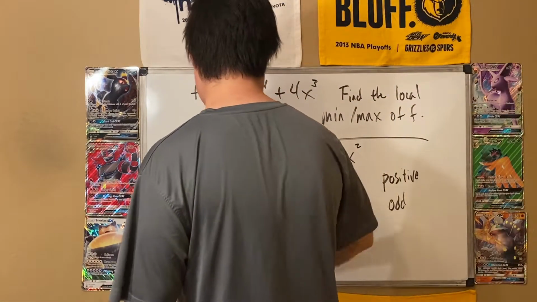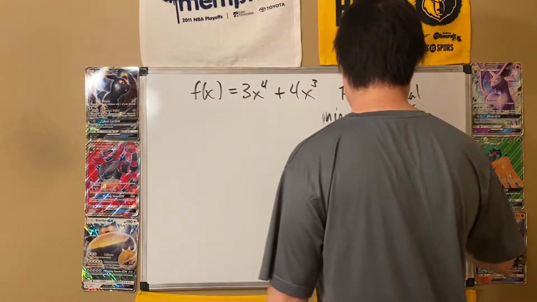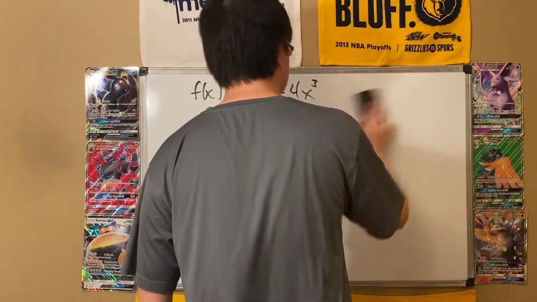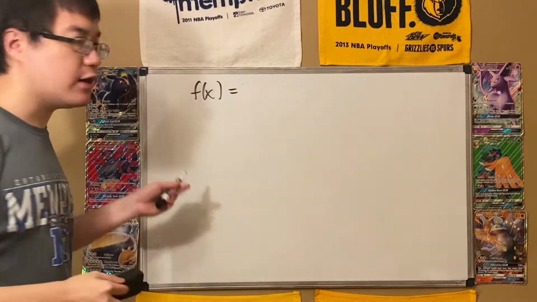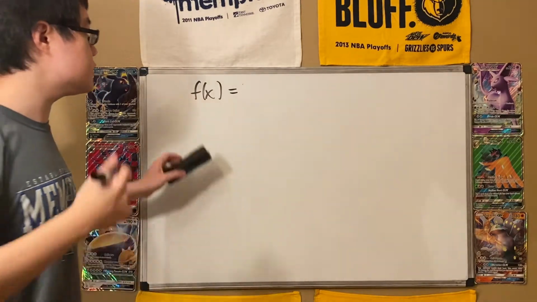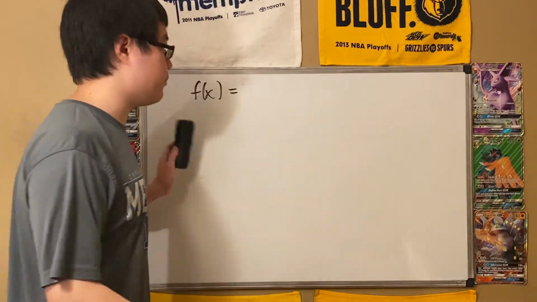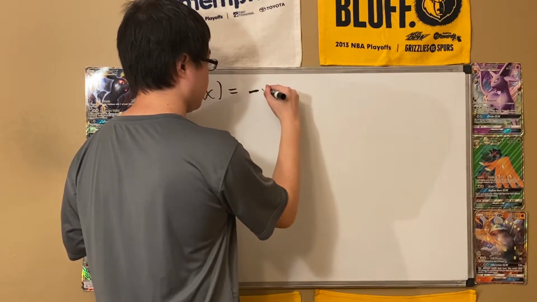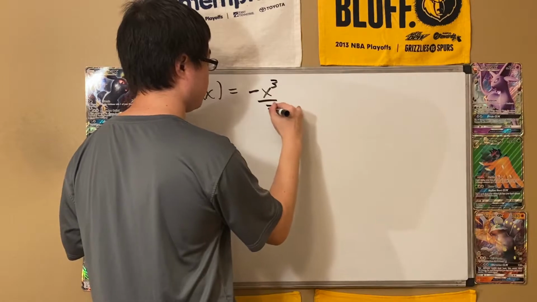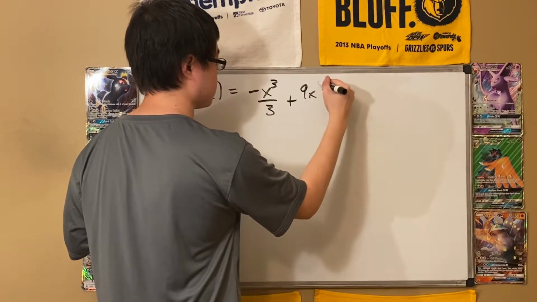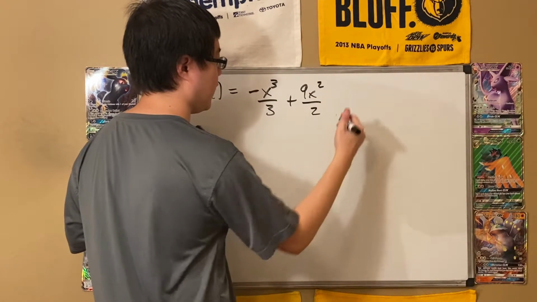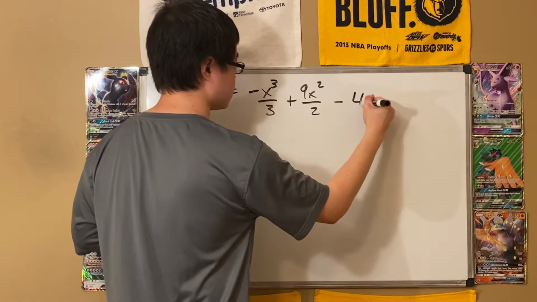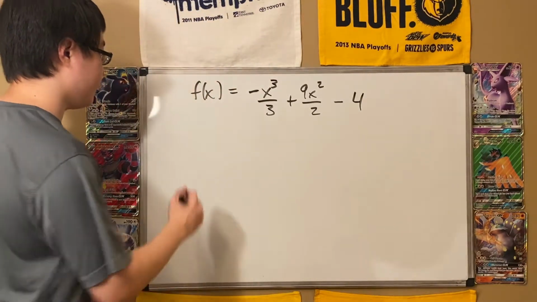So I'm going to erase this. So again, the questions are very, very similar. When you see relative extrema, local max, local min, just take a derivative, draw a sign chart, apply the rule. So the next one we're going to do is minus x cubed over 3 plus 9x squared over 2 minus 4 or something. So time for the first derivative.